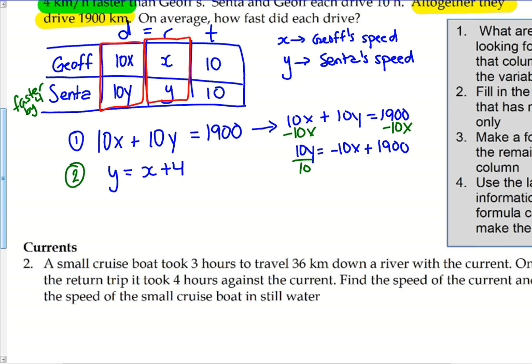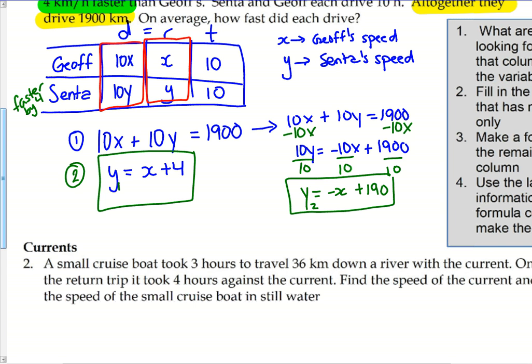Okay, we're getting y by itself. And the y is a positive 10. You were looking at the x. So y equals what? Negative x, thank you, sorry, plus 190. Okay, one equation, there's our y2, here's my y1.